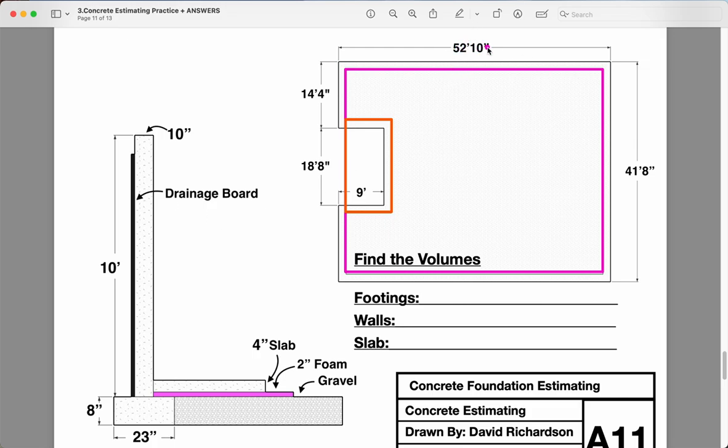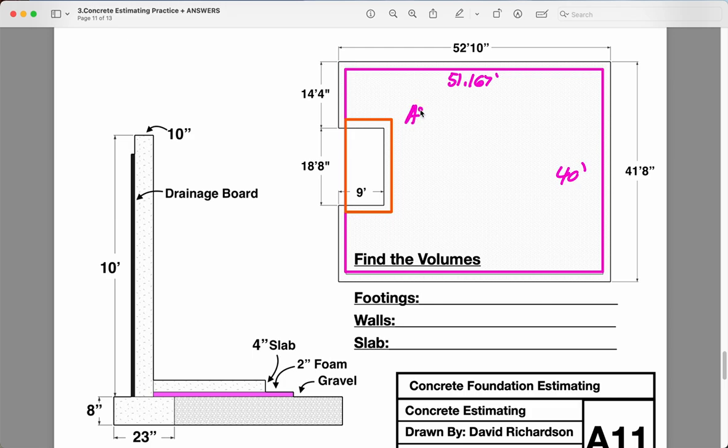So we got a 52 foot 10. We're taking 10 inches off, so we'll be at 52. We're taking another 10 inches off, so we'll be at 51 foot 2 inches, which is 51.167 feet. And then 41 foot 8. We're taking 10 inches off. We'll be at 40 foot 10 minus another 10. We'll be at 40 feet. Well, that's nice and clean.